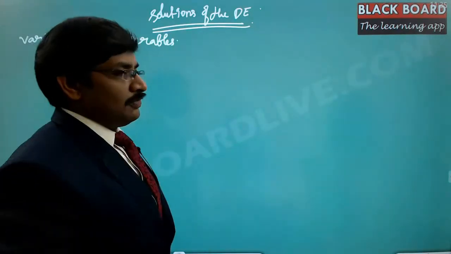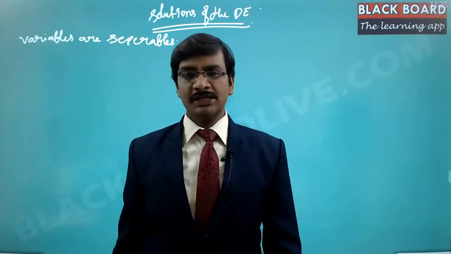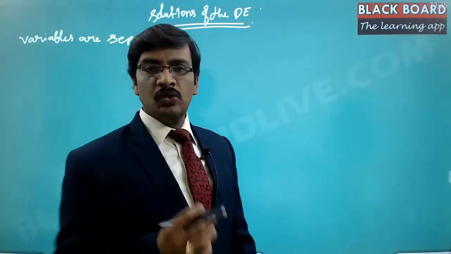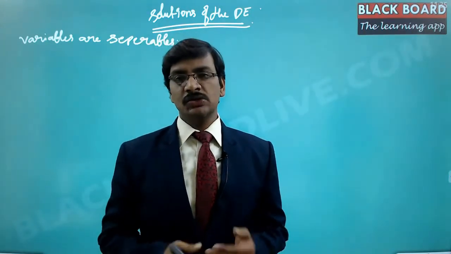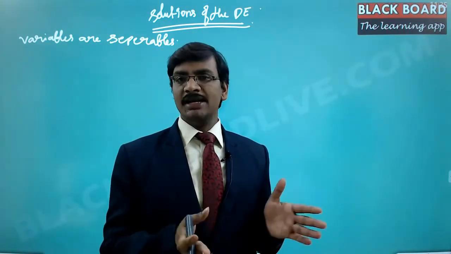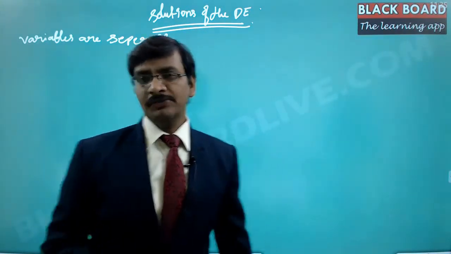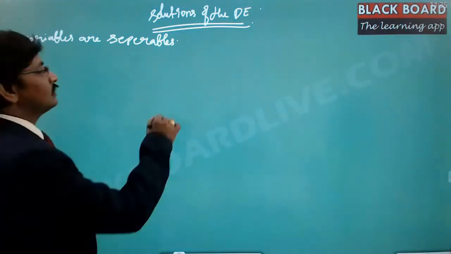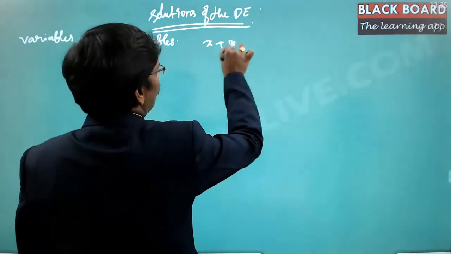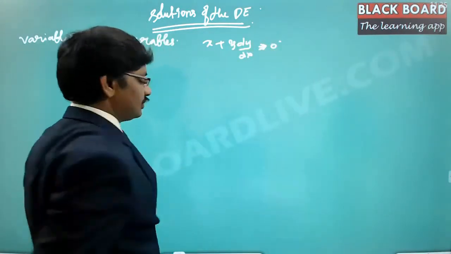So when we want to identify whether the variables are separable, first of all you have to look at the problem statement and analyze it, so that we are able to identify the variables into separate groups or not. So for example, if I take one problem, see this: x plus y dy by dx is equal to 0. Now we want to solve this differential equation.